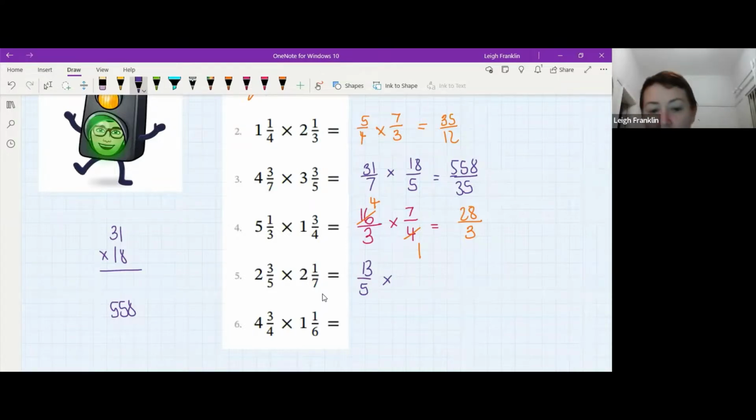15. Lovely. And what would you put that over? 7. Okay. And now you're going to multiply these numbers together. But again, try and challenge yourself to do it by simplifying first. What can you do here?